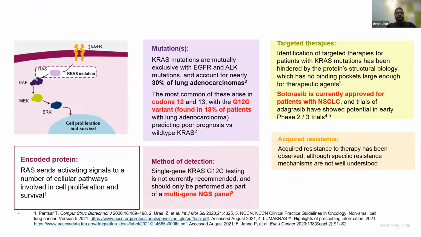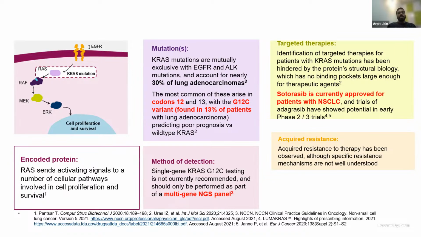Then comes the fourth common genetic alteration, which is KRAS. So definitely KRAS remains an important signaling pathway, and if it gets constitutively activated, it leads to cell proliferation and survival. It is being found in about 25 to 30% of lung adenocarcinoma patients.